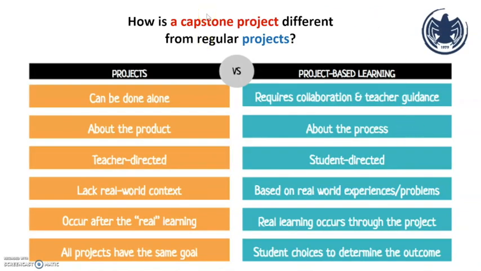A capstone project is slightly different from a regular project in that it is usually done in school and requires lots of collaboration and teacher guidance. It is not a project that they do alone at home. It is a process. It is very student-directed. A lot of real learning and real-life connections take place, and students are given some kind of choice to be able to determine how they learn best.